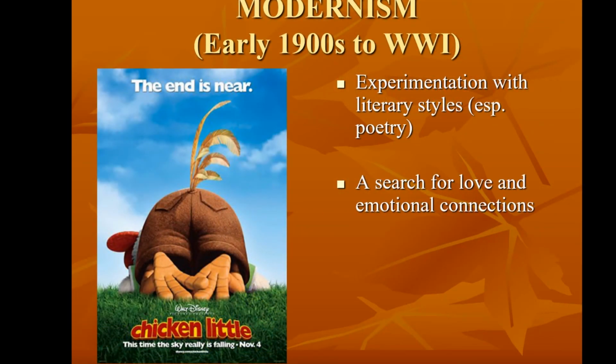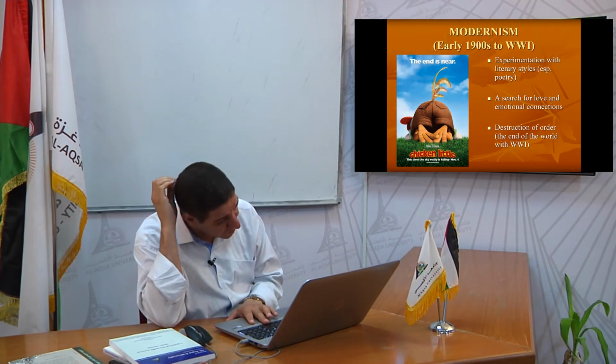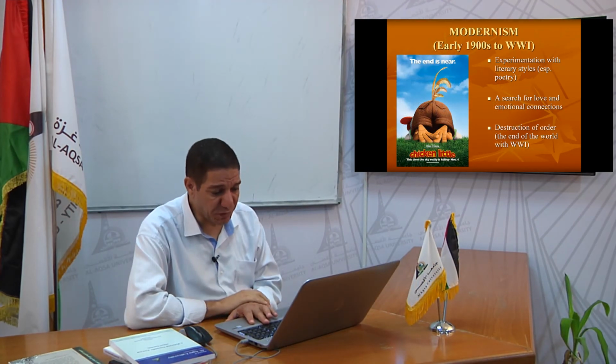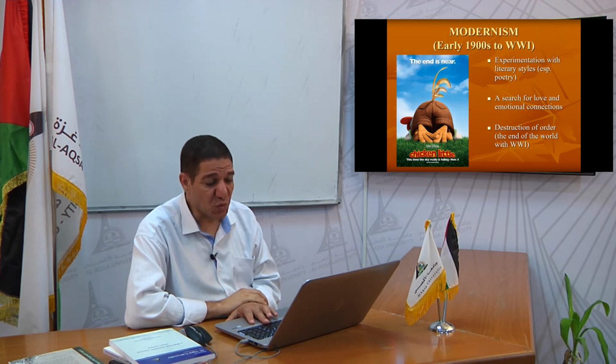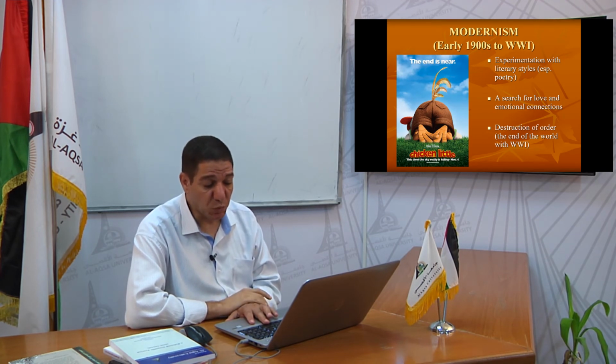Now, with modernism, as you can see in the picture, modernism came to turn everything upside down. Experimentation with literary styles, especially poetry, a search for love. This is the time of anxiety, the time we have mentioned before. Modernism was a manifestation of the time of anxiety. Destruction of order, the end of the world with World War I.